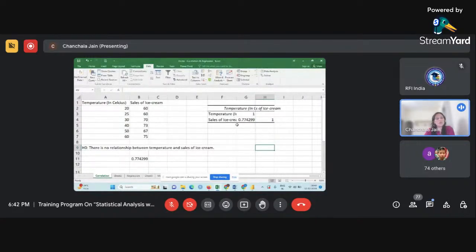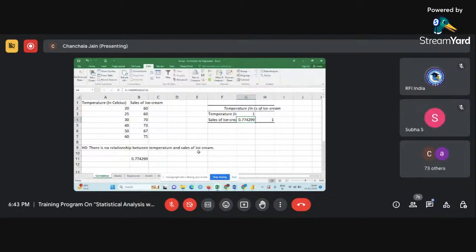Once you press OK, you will get this output. Here we can see the relationship between temperature and itself: if we look at the same data and the same variable, that would be 1. Similarly, sales of ice cream with sales of ice cream gives 1. But for sales of ice cream and temperature in Celsius, we get the same relationship, 0.774299. So these are the two different ways of getting the correlation in Excel. I hope you have got it.